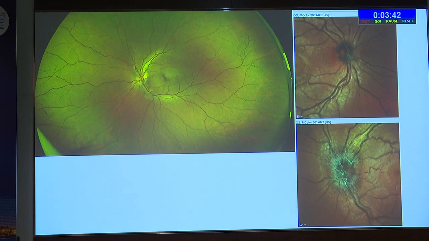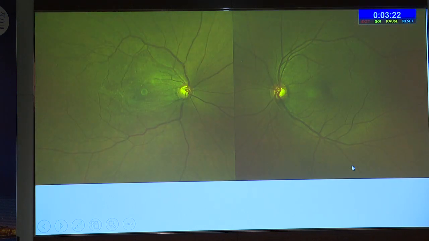Again, this is a patient who has a subtle disc edema, not very sure. If you look at the fundus photograph, you cannot be sure whether there is a disc edema. But when you compare on the multicolor imaging, you can see there is a stark difference from the other eye. You can see that the disc is grossly abnormal, and you know that this is a true disc edema.